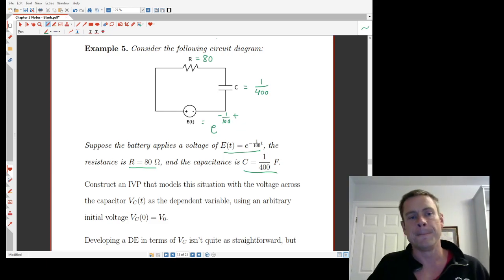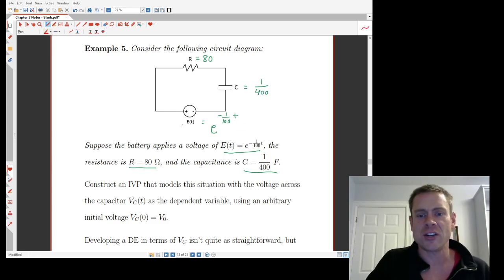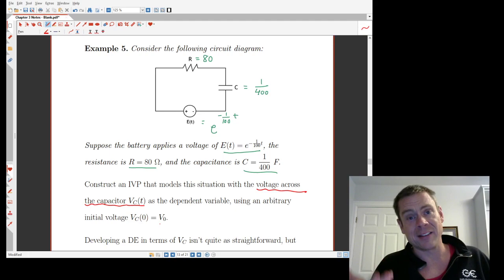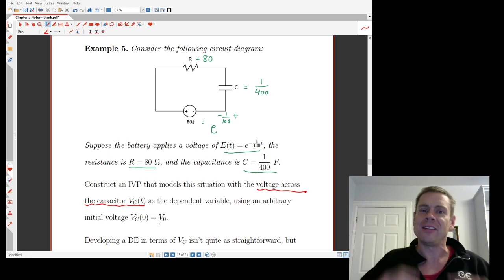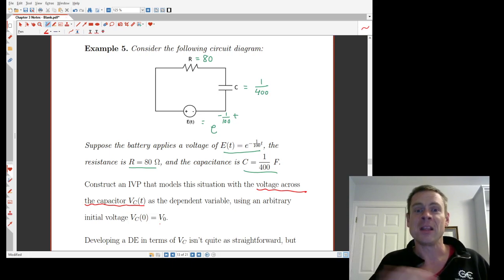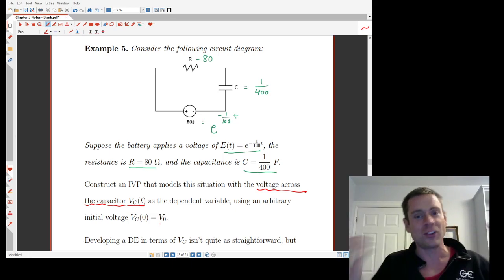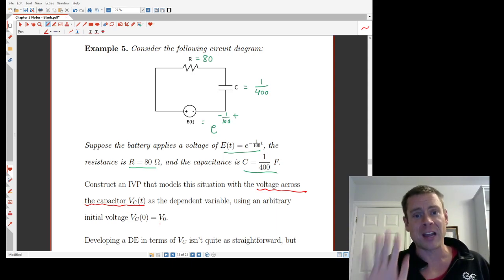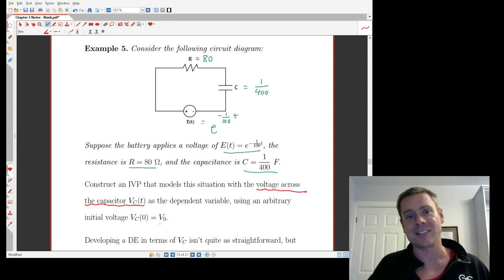So that's fine. But this time, the question is asking to model this situation with the voltage across the capacitor, Vc of t, as the dependent variable. In the last example, if you go back and see yourself, it was the current that was the dependent variable. So I'm asking you to model a fundamentally different thing. That means you have to set up your differential equation in a fundamentally different way. It's still drawing on the different kinds of components. We're still going to be working with those things, but we have a different quantity as the dependent variable. So read these problems carefully to see what is being asked, and then design your models accordingly, okay?